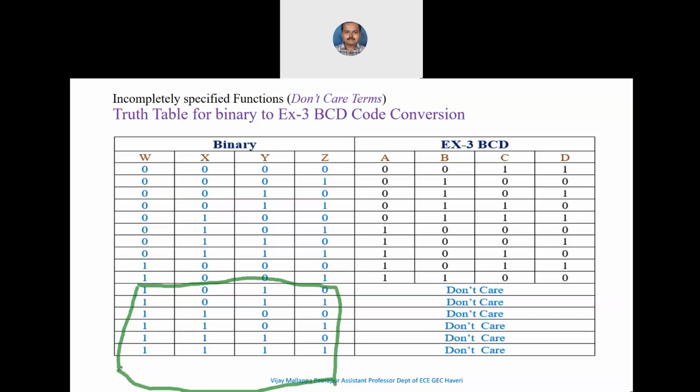These input combinations, 1101, 1110, 1111, 1100, right? For all these input combinations, the output is don't care. It means that the output is not bothered, right? It does not care for these input combinations. The output is generated only for these input combinations, from 0000 to 1001.